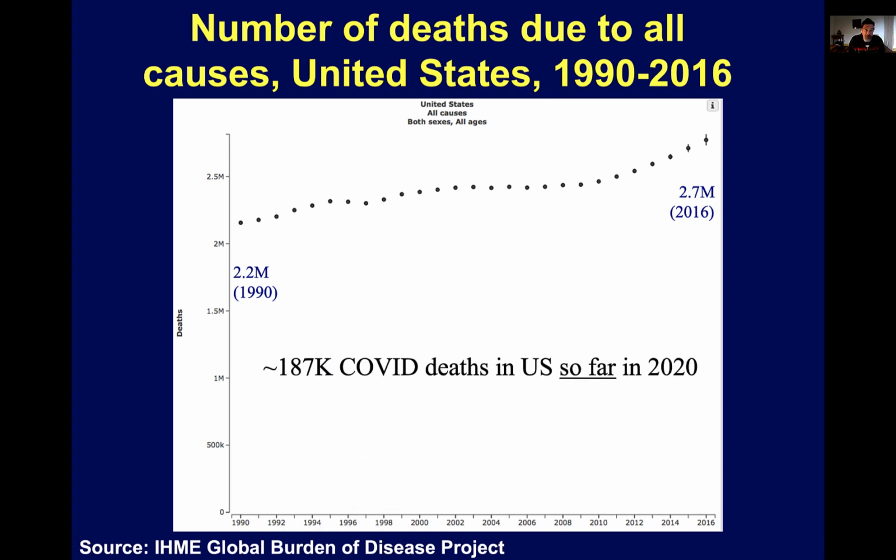And just to put into context, so far in 2020, we have 187,000 COVID deaths in the US, and this number, of course, could go up a lot more before the end of 2020. But this is giving you a sense of the contribution of the SARS-CoV-2 pandemic in the US to the overall number of deaths in the US.